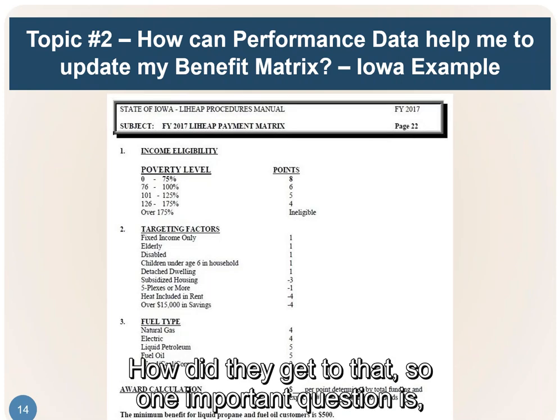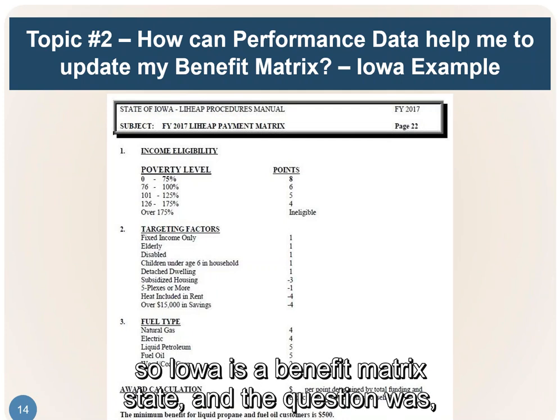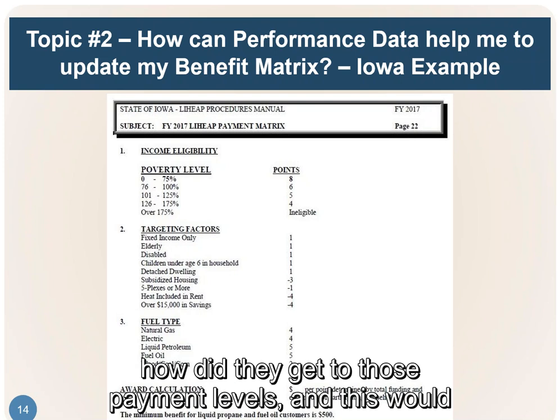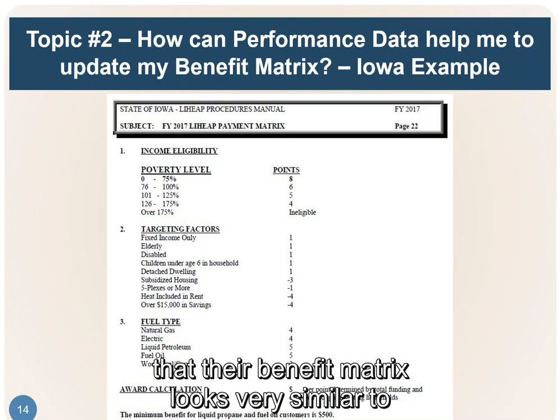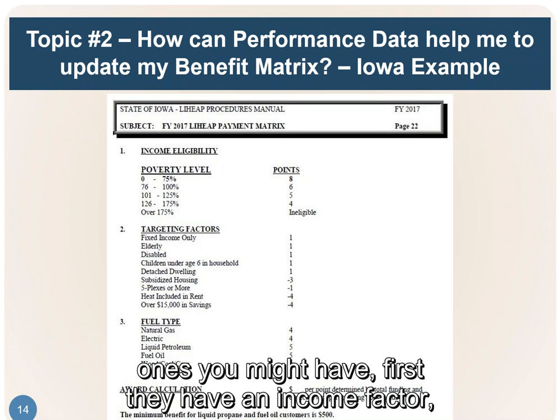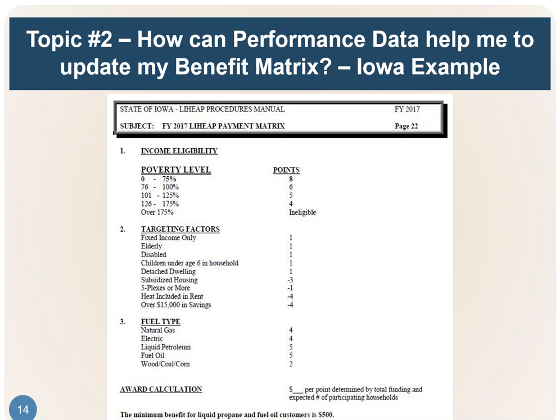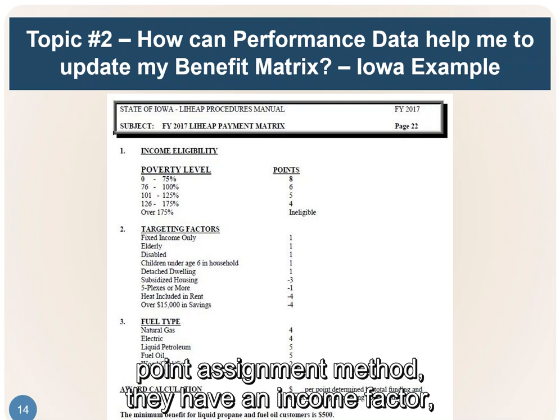How did they get to that? So one important question is, Iowa is a benefit matrix state, and the question was, how do they get to those payment levels? I think that many of you would find that their benefit matrix looks very similar to ones you might have. First, they have an income factor. So households, they have a point assignment method.